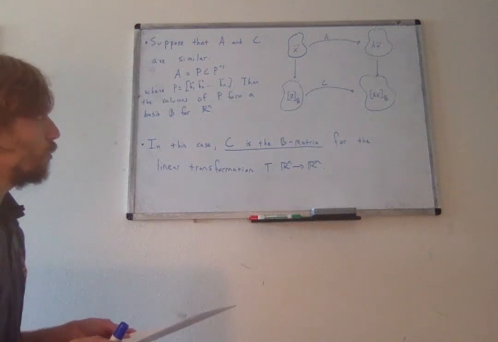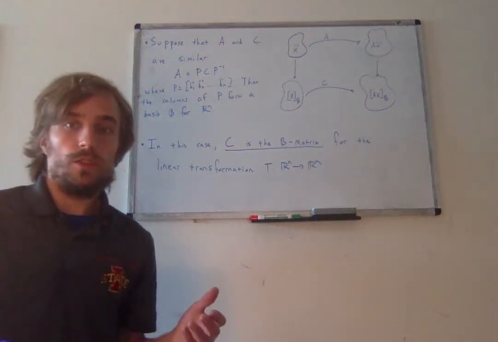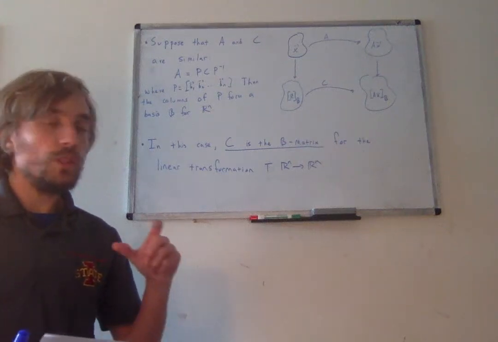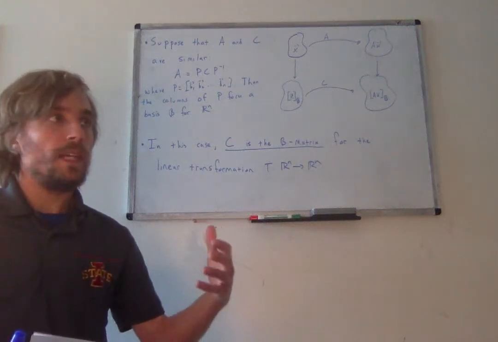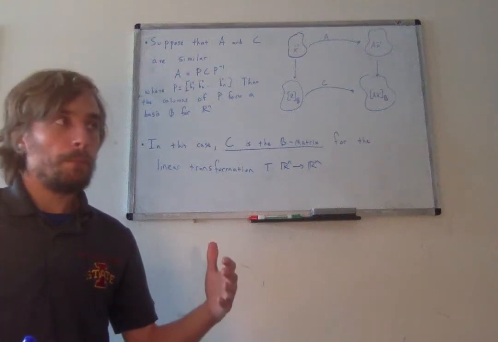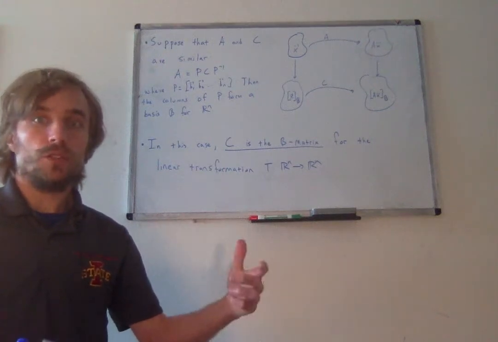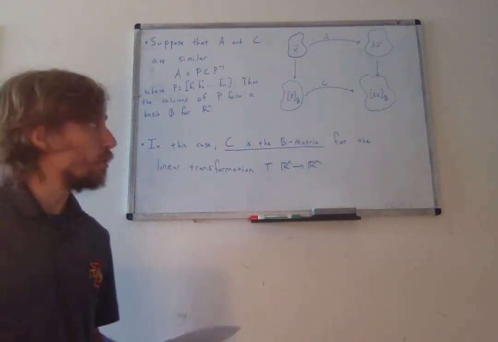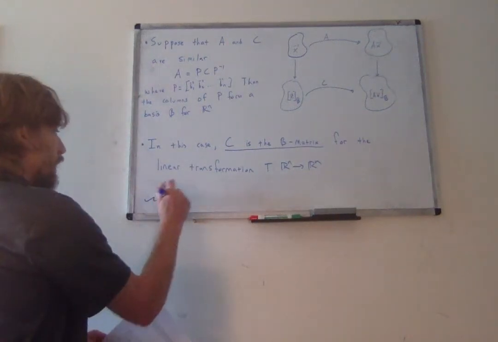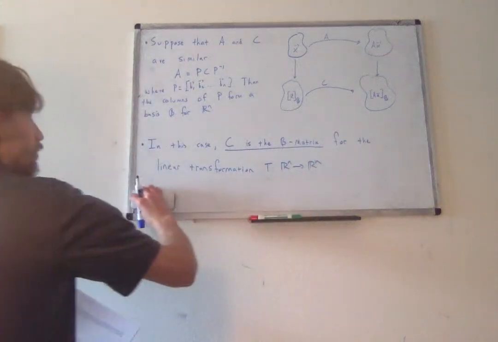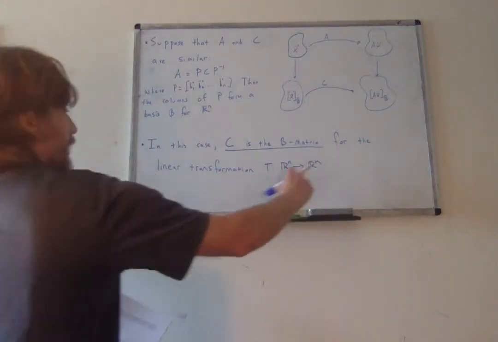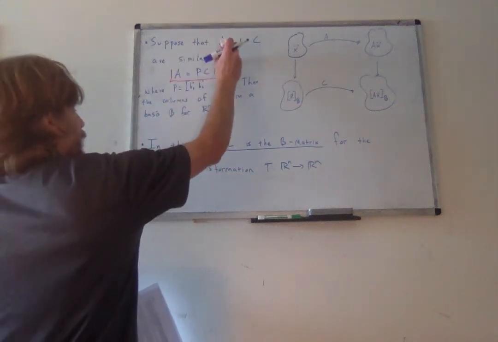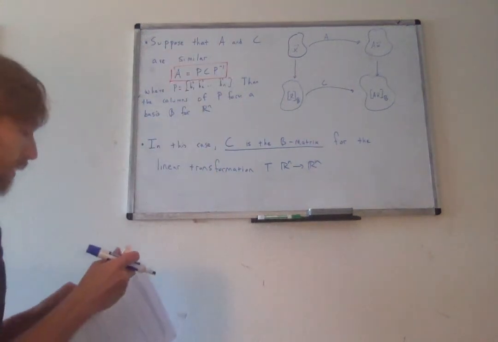Remember last time we showed that if A was diagonalizable, that is, A was similar to a diagonal matrix D, and we looked at that basis B formed by the eigenvectors of A, then D was the B matrix for the linear transformation T sub A, representing matrix multiplication by A. It turns out we can generalize this idea to any matrix C, even if C isn't diagonal, that is similar to A.